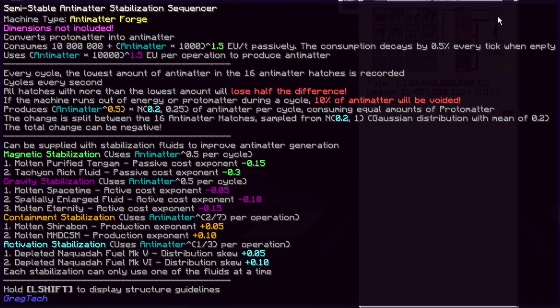Next, gravity stabilization. I can either use molten spacetime, spatially enlarged fluid, or when I get it, molten eternity. I'll be using spatially enlarged fluid for now, and this reduces the active cost exponent by 0.1. So instead of to the 1.5, it's to the 1.4.